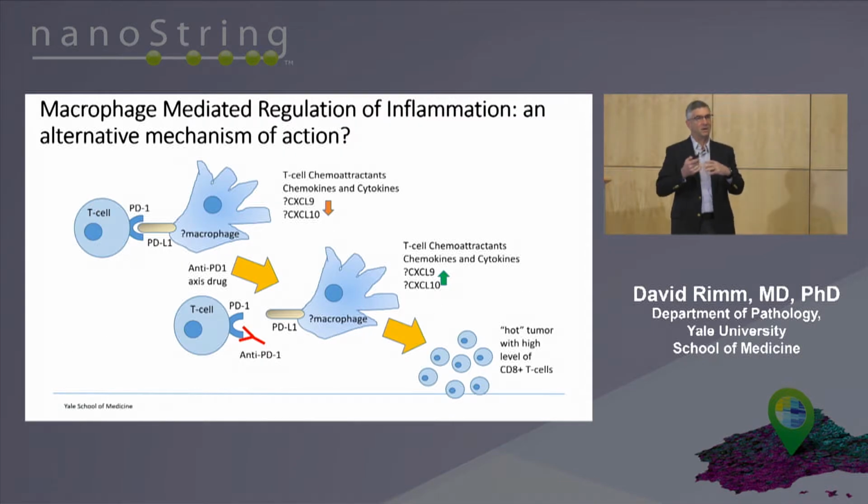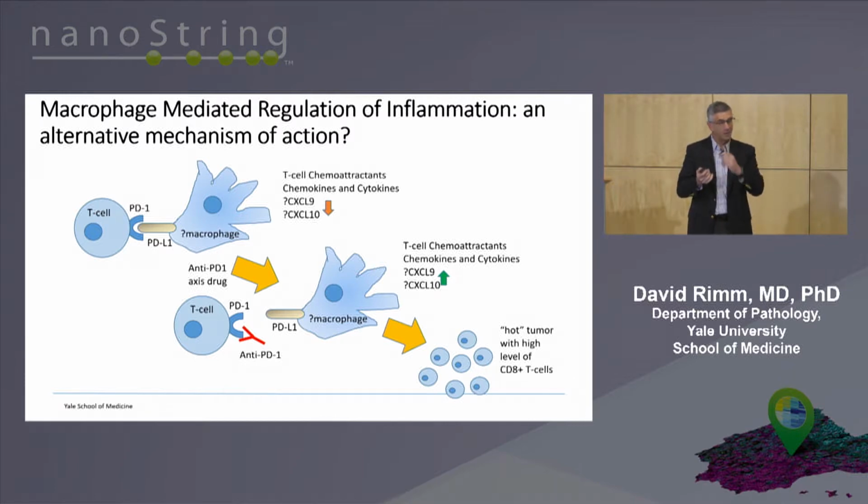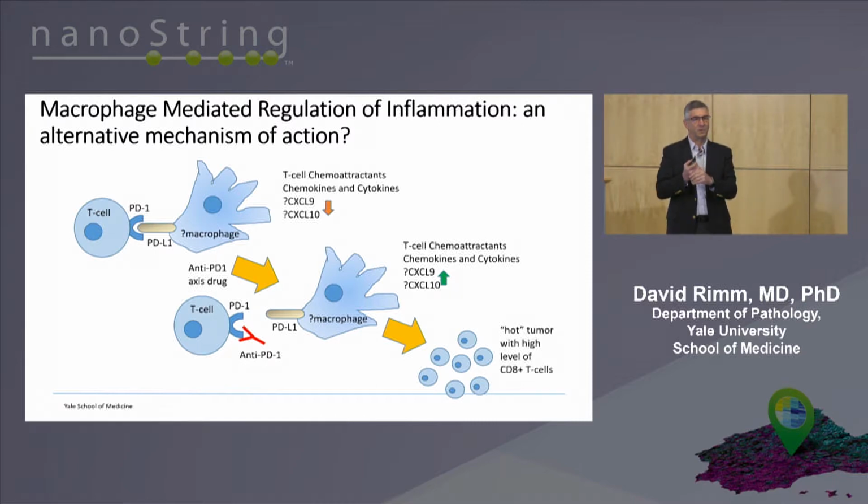So this is kind of our now model for a potential alternative mechanism of action based on the discovery that we made on the DSP. That is that PD-L1 might be expressed in macrophages or other CD68 positive cells, and that might be the mechanism by which macrophages detect whether or not a tumor is hot or not, or whether there's sufficient inflammatory cells present.